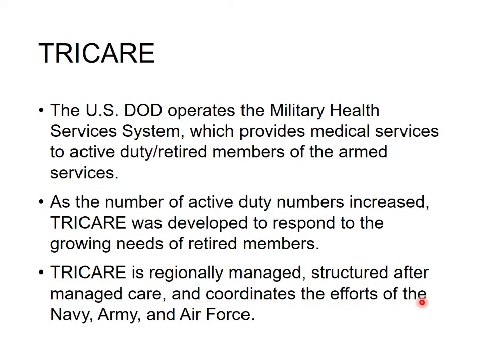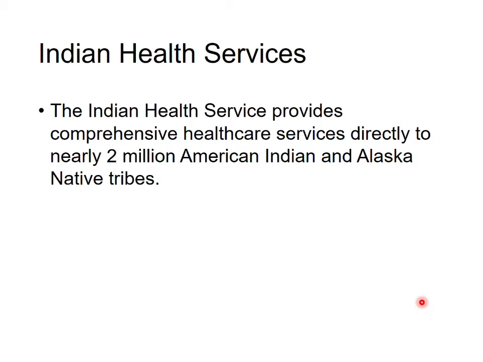Then we have TRICARE. TRICARE is the insurance that is provided through the Department of Defense for those involved in military service. So this would provide health care for those that are on active duty or those that are retired, those that are associated with the armed forces. Last, we also have Indian Health Services. This is the health plan that would cover healthcare needs for the American Indian or Alaskan Native tribes.